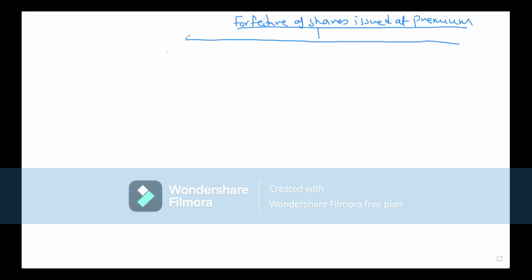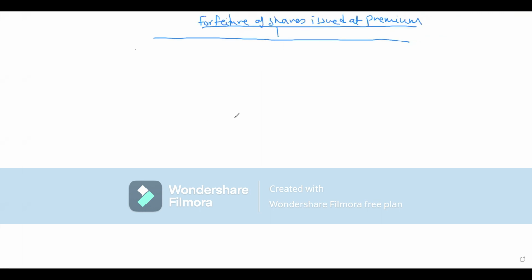So today's topic, forfeiture of shares issued at premium. So you're forfeiting those shares that have been issued at a premium. Over here, this has been divided into two parts. You have to understand this first. Forfeiture of shares issued at premium. Number one.